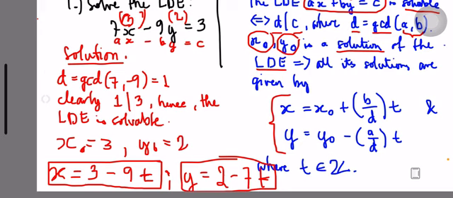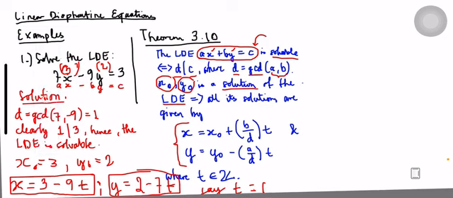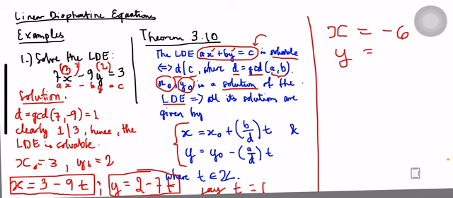Try to input positive 1, say t equals 1. For example, if your t is equal to 1, then your x would be 3 minus 9, which is minus 6, and your y would be 2 minus 7, which is minus 5. And that's for sure one solution of the problem.